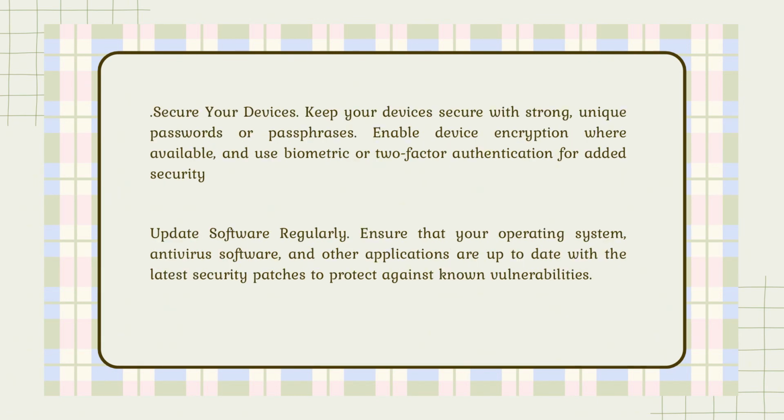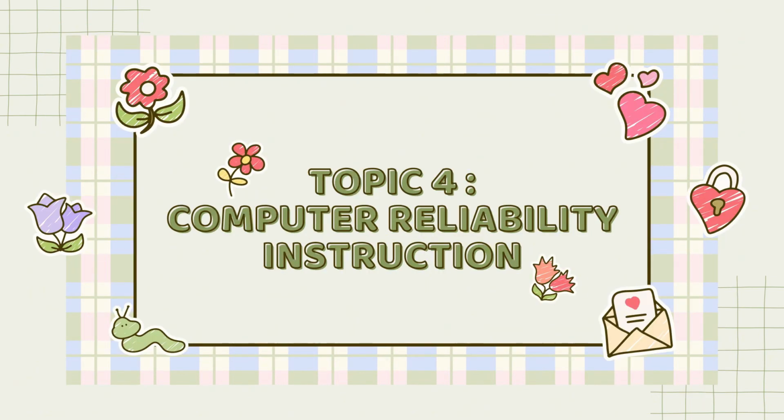Next, secure your devices. Keep your devices secure with strong, unique passwords or passphrases. Enable device encryption where available and use biometric or two-factor authentication for added security. And the last one is update software regularly. Ensure that your operating system, antivirus software, and other applications are up to date with the latest security patches to protect against vulnerabilities. Topic 4.